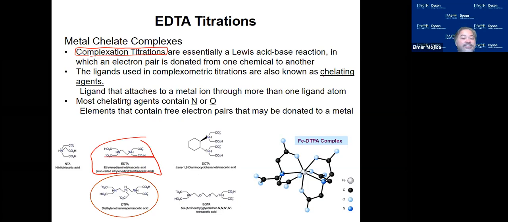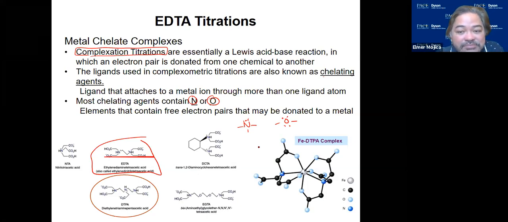Now, there are other chelating agents. Usually, most of the chelating agents have N and O, and it has something to do with the electron pairs that we have. If you remember, N would have one pair like this, while O would have 2 electron pairs. That electron pair is the one that they donate to the metal. That's the site of the chelation.